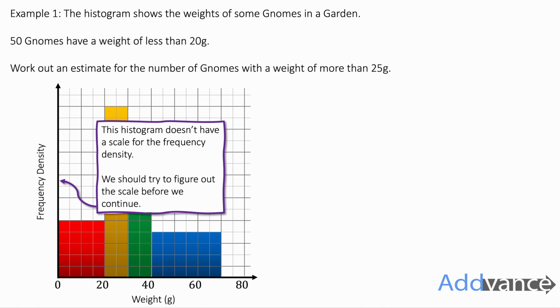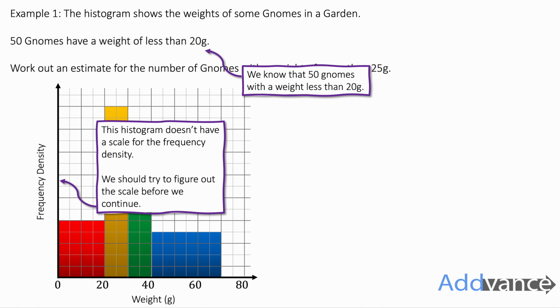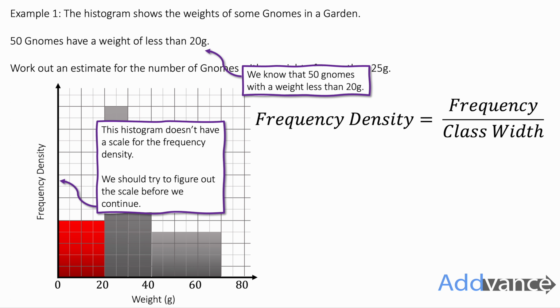So that's exactly what we're going to do first, and we're going to use the fact that 50 gnomes have a weight of less than 20 grams. And it's indeed that red bar there, that is between 0 and 20, they are the gnomes with less than 20 grams of weight. We also know the frequency density equation. Frequency density is the frequency divided by the class width.